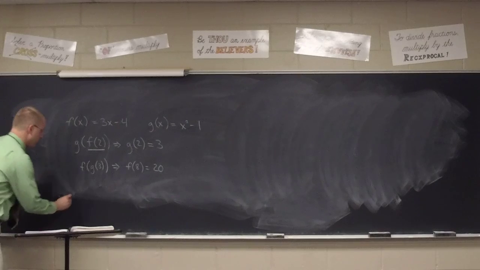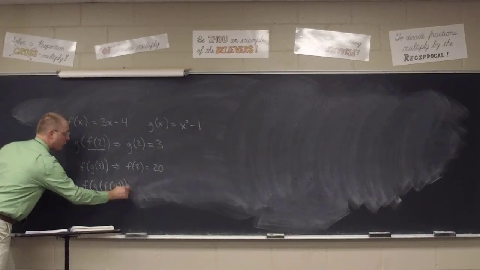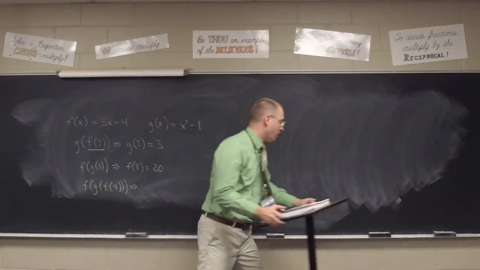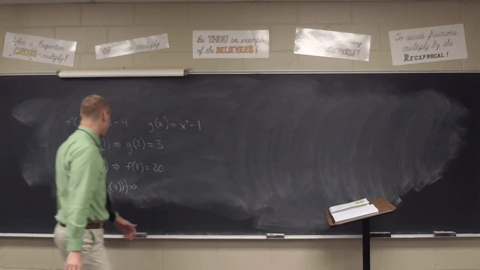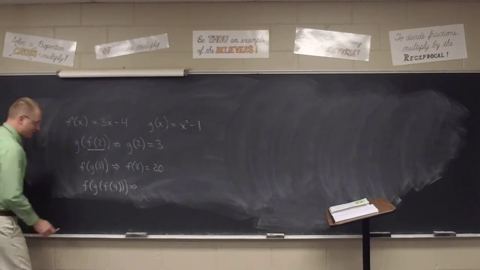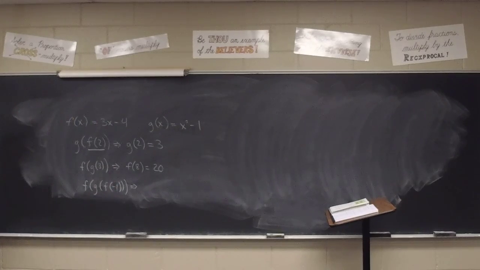What if we had this one? F of g of f of 4. Well, we're going to have to start by finding... Ooh, boy, this is going to get big really quick. Tell you what, let's change it instead of 4. Let's go with something small. Let's try negative 1, maybe? I don't know. Let's see if that's any better.